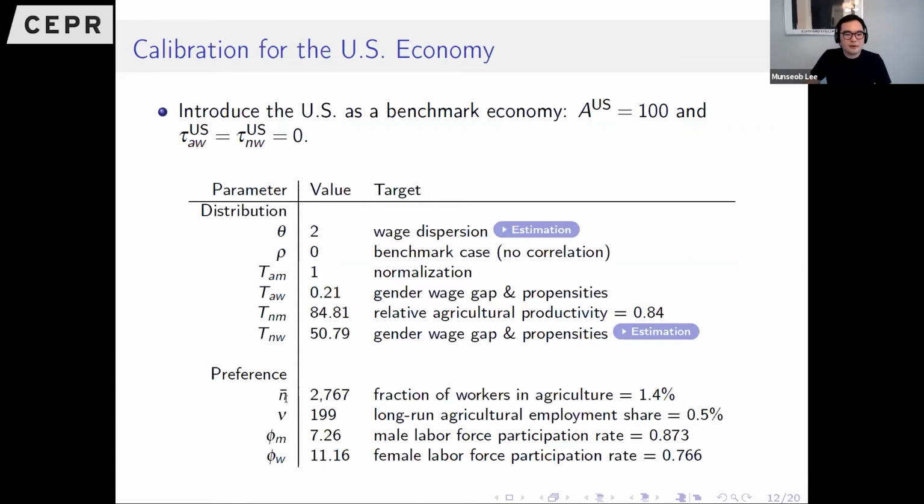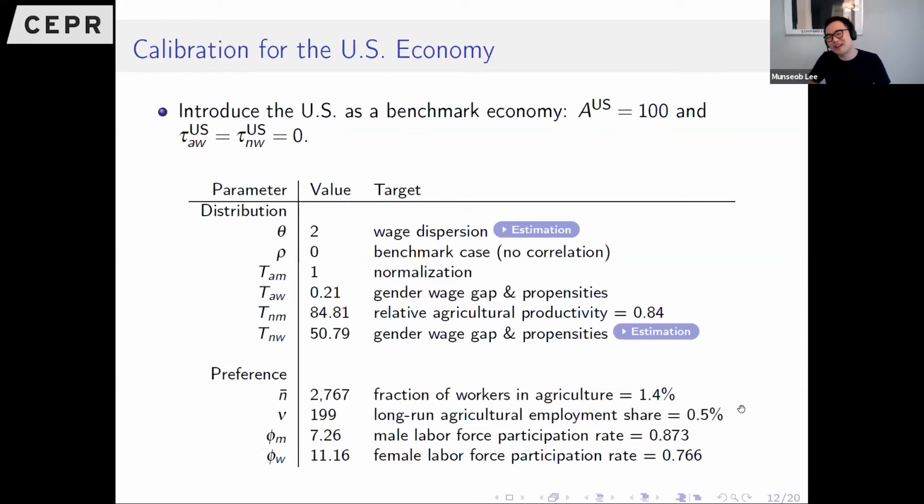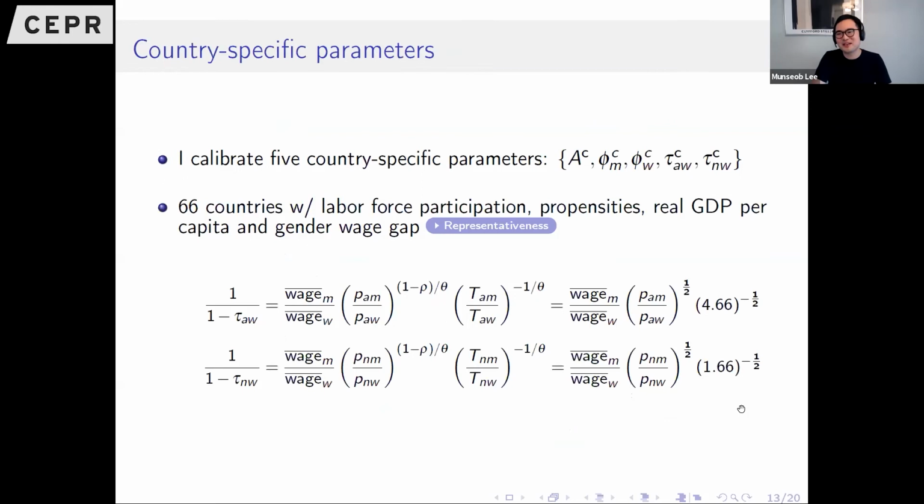And then all the preference parameters are calibrated to match the specific moments, and especially the pies to match the inverse U-shape of the labor force participation rate by the male and the female workers. So this is only for the US economy. Later, I will estimate the country-specific parameters to estimate that U-shape of the labor force participation.